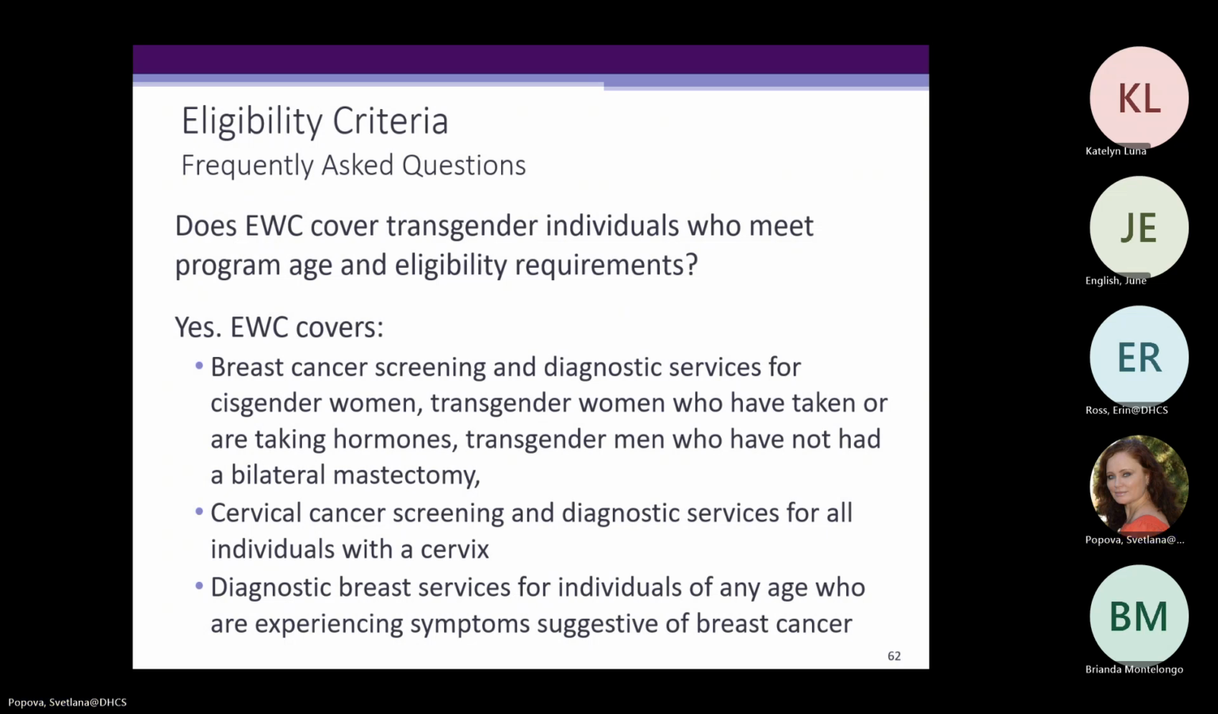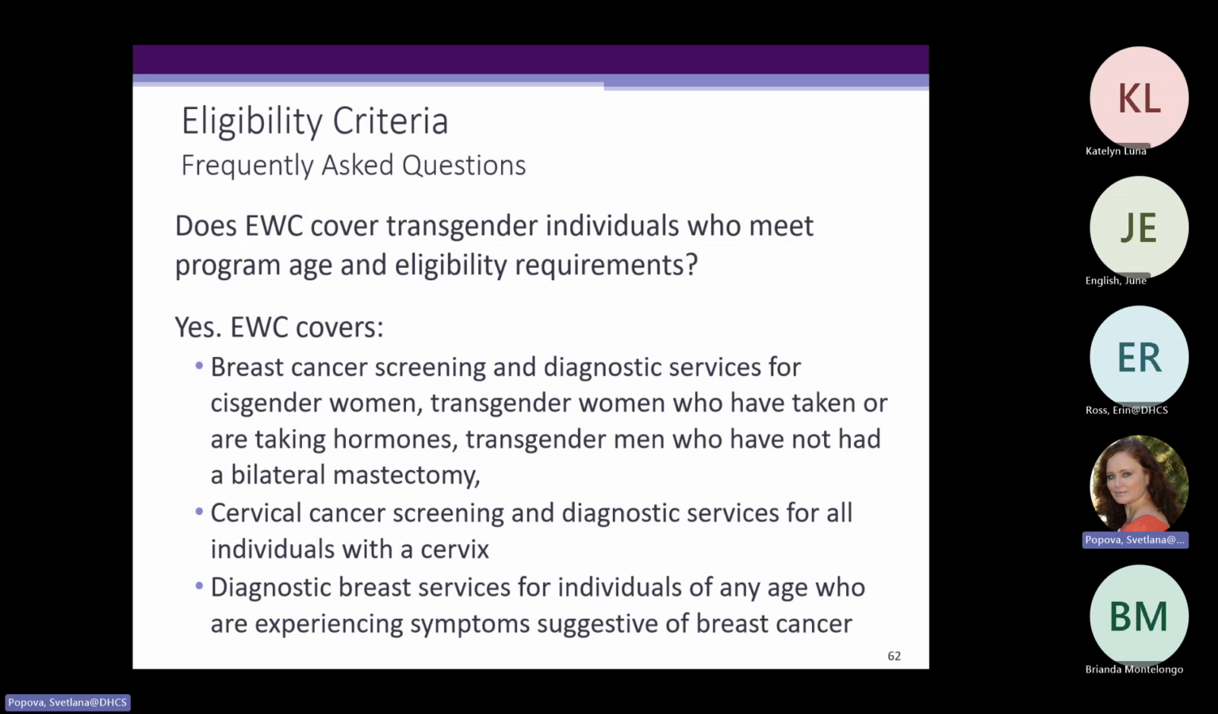What that means: if somebody was born male, they have breast tissue. Males do get breast cancer, but extremely rarely. That's why we never do screening for males, because that's not the disease that they typically have. It's really a very handful of cases in the United States every year. Nevertheless, once people start taking female hormones, their risk for developing breast cancer increases. So that means that transgender women who are taking hormones are eligible for our services.